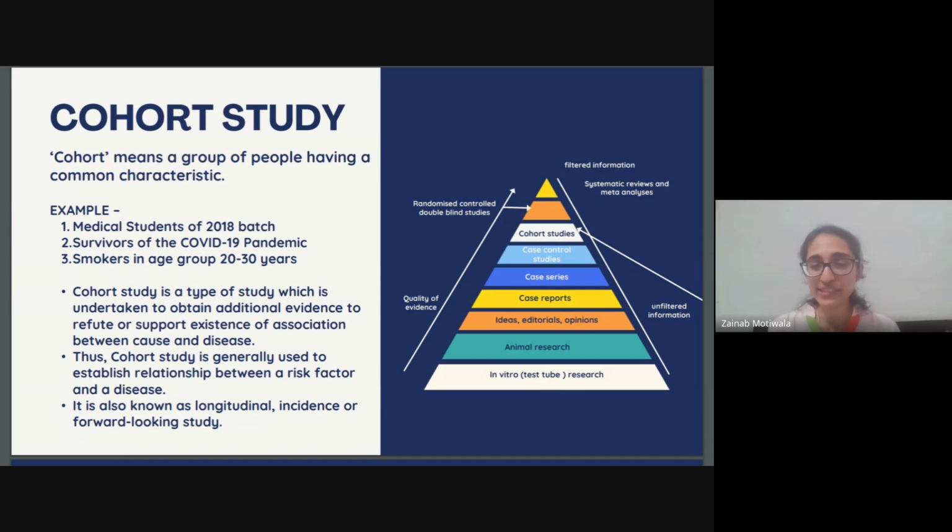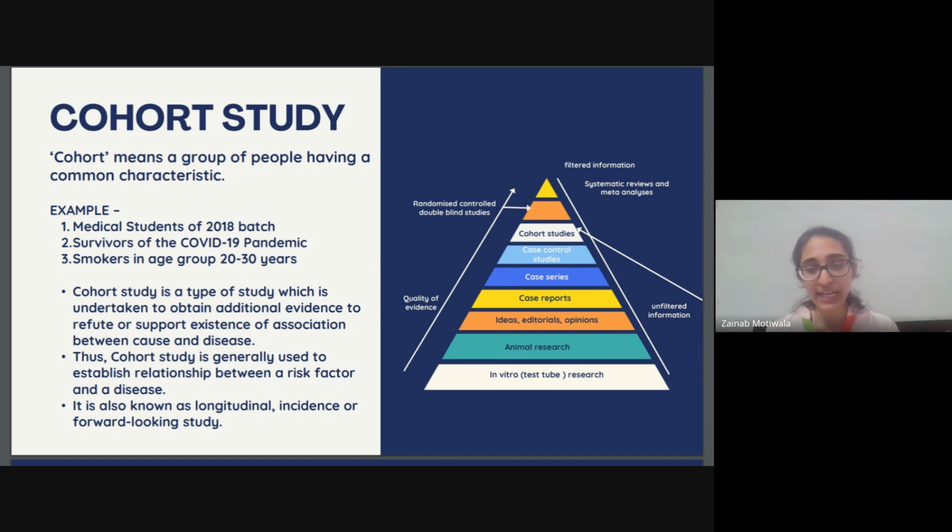So first, let's understand what cohort means. Cohort means a group of people having common characteristics. Some examples just to understand this are medical students of a particular batch, the survivors of the COVID-19 pandemic, or smokers in a particular age group. So you'll get the idea. It just means a group of people with common characteristics.